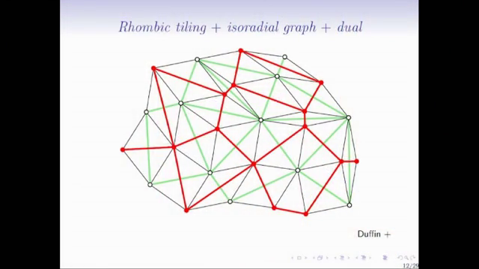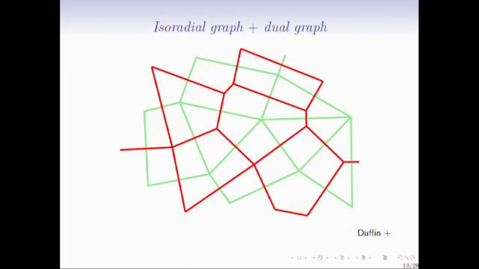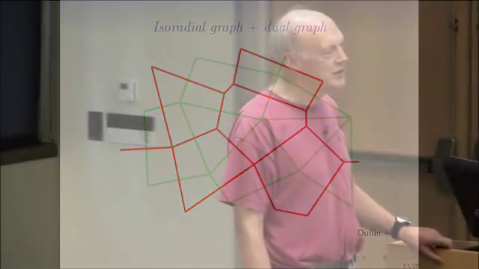Now, of course, I could have joined the white vertices instead of the red vertices. And had I done that, I'd have obtained a pair of isoradial graphs which are dual. One is dual to the other, each is dual to the other. Right? So duality, we know in probability, 2-dimensional probability in physics, is a very useful concept. This is how duality arises in rhombic tilings.